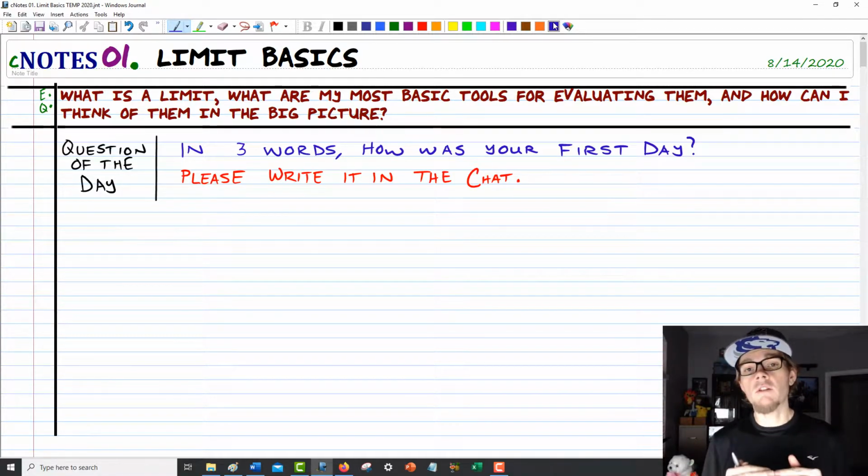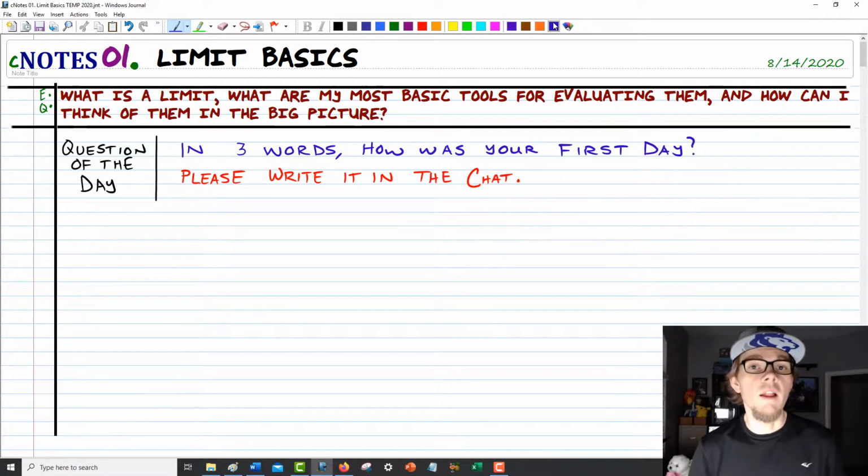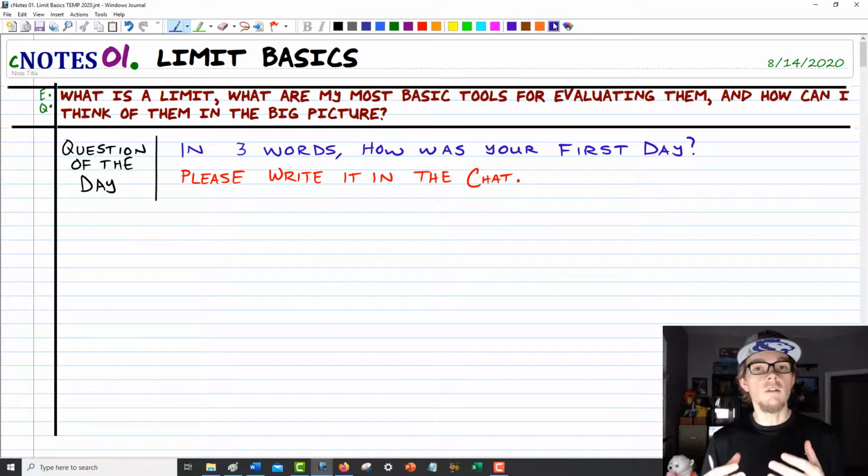Limits form the foundation of every one of the major concepts of calculus. So understanding limits will help you develop an understanding of what all these other techniques and tools we develop over the course of the year actually mean. So it's really important, even though it's probably the smallest portion of the entire AP exam, it's a hugely important topic in order to understand the concepts behind calculus.